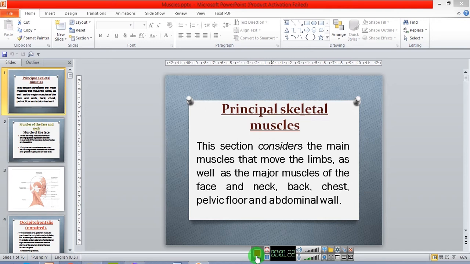Then the insertion is usually the distal attachment site, generally on the bone that is moved when the muscle contracts. What is the insertion? Insertion is the distal attachment.